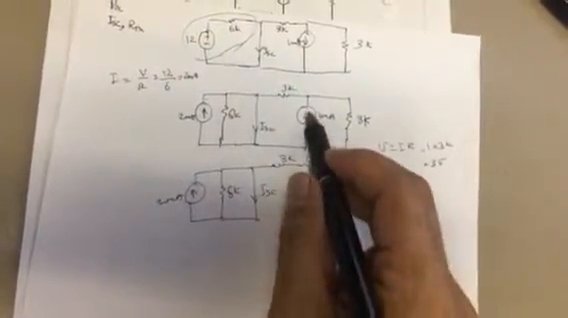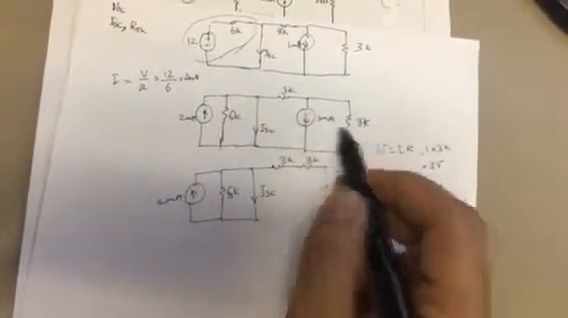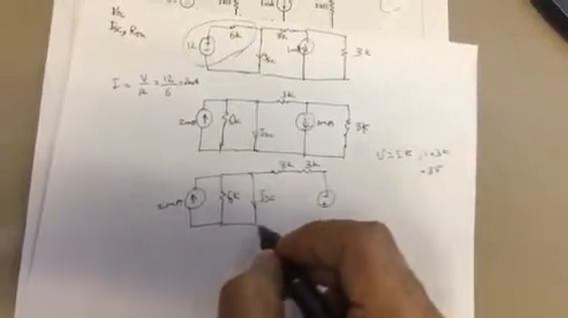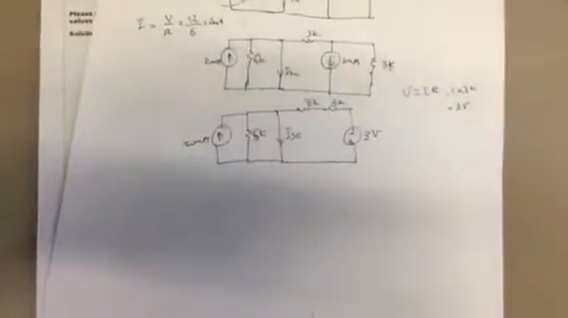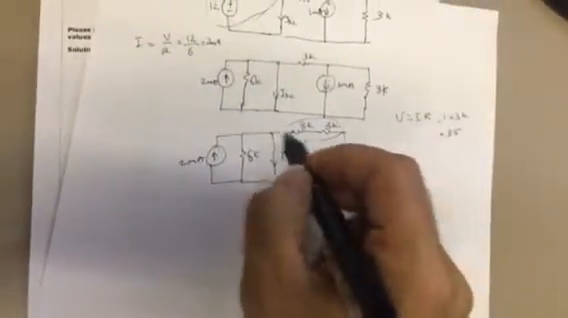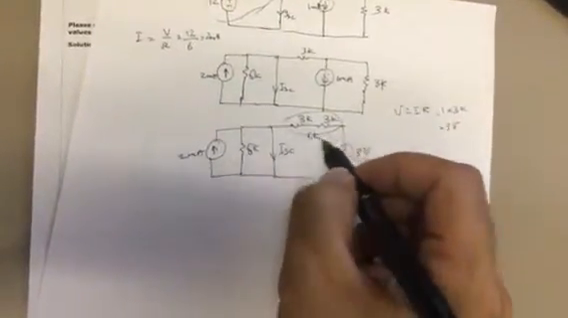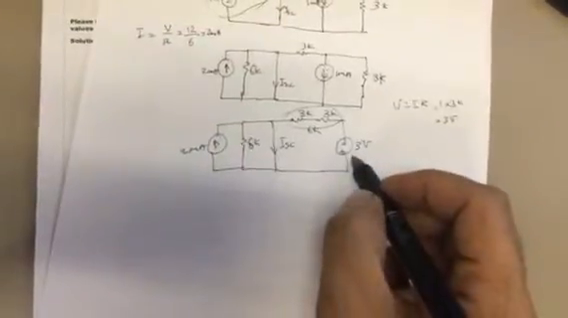Make sure that you're doing it correctly. This is the negative, this is the positive. Now negative, positive, and then I have 3 volts over here. I do another source transform after adding these two up, making it a 6K.